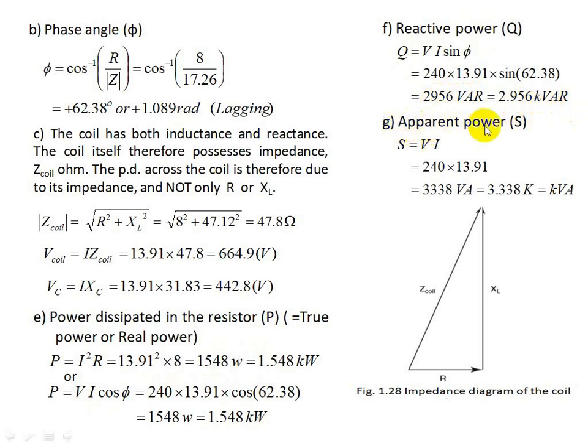Then apparent power is the product of V into I. Substituting the values, we get 3.338 kVA. Here, please remove this, the K equal to should be removed here. And here the impedance diagram of the coil is shown. This is the resistance, the horizontal component, and the vertical component is the inductance of the coil. If you add these two, you will get the impedance of the coil.